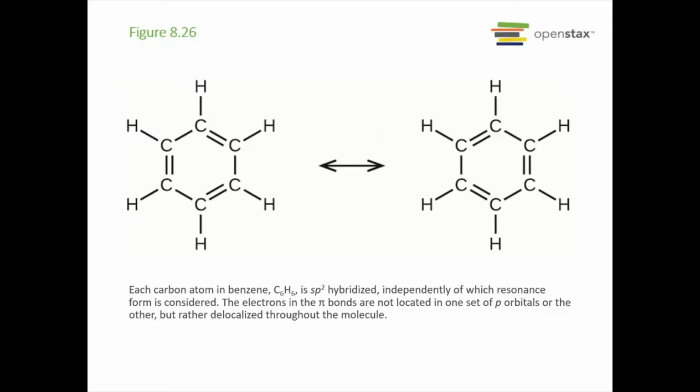But each carbon is sp2 hybridized in the benzene structure. It doesn't matter which resonance form is considered. They're still sp2. The pi bonds are not located in one set of p orbitals or the other. They're delocalized throughout the molecule. So that's why sometimes we draw it with just a circle in the center.